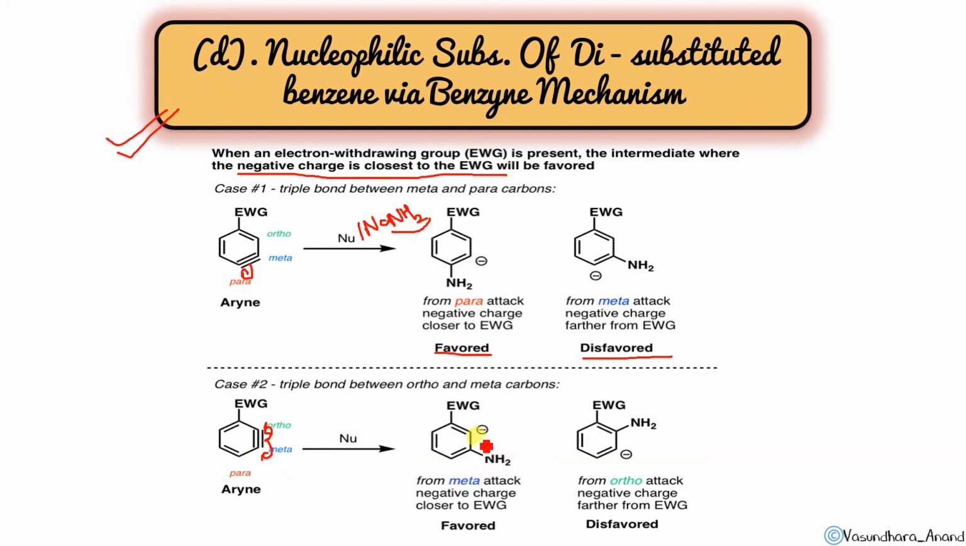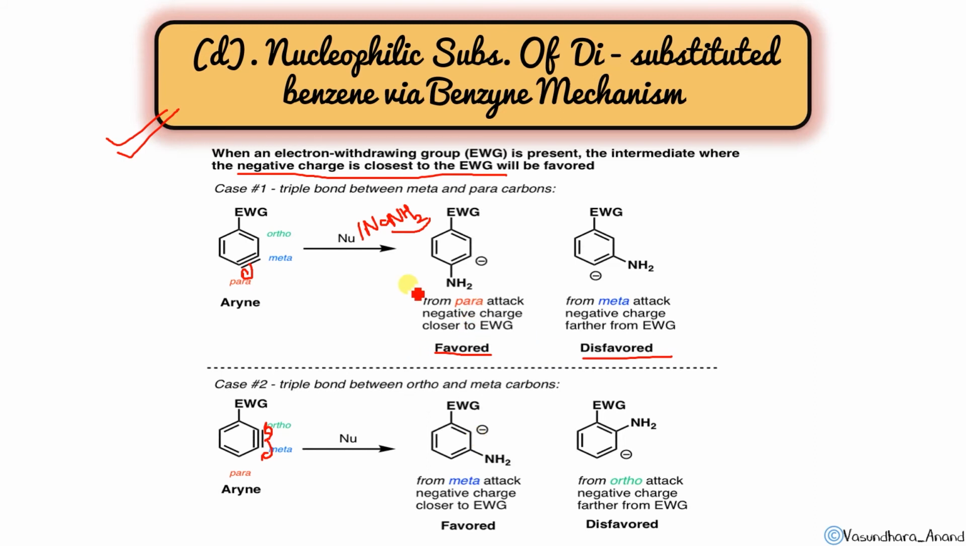So ortho पे negative will be favored in the benzyne mechanism, while meta पे negative will be disfavored, और similarly meta and para पे जो negative charge होगा will be disfavored, ortho and meta पे that will be favored. Clear?